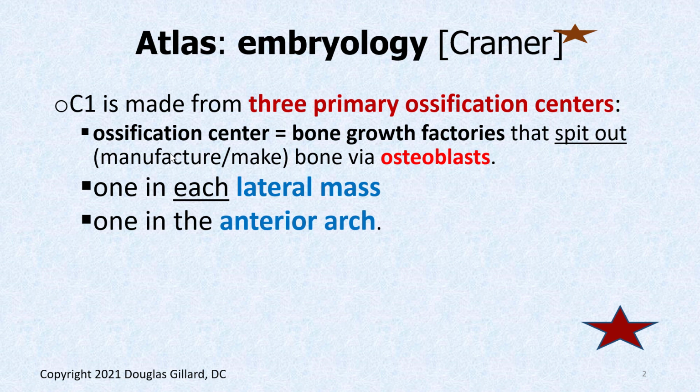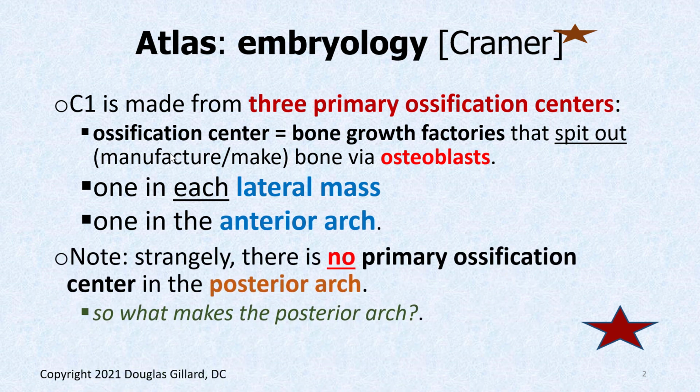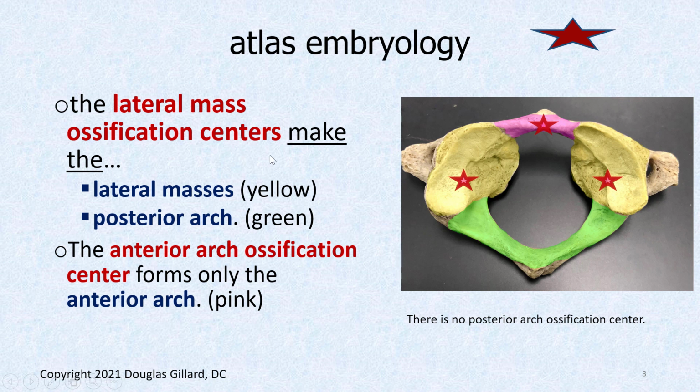And then I know what you're saying. What about that big posterior arch that does not have its own ossification center, which is actually quite strange? That's a great board question, right? Anytime there's something strange like that. And yeah, so there's no primary ossification center in the posterior arch. So what makes the posterior arch then, is the question. Well, the lateral mass ossification centers make the lateral mass, and they make the posterior arch as well.